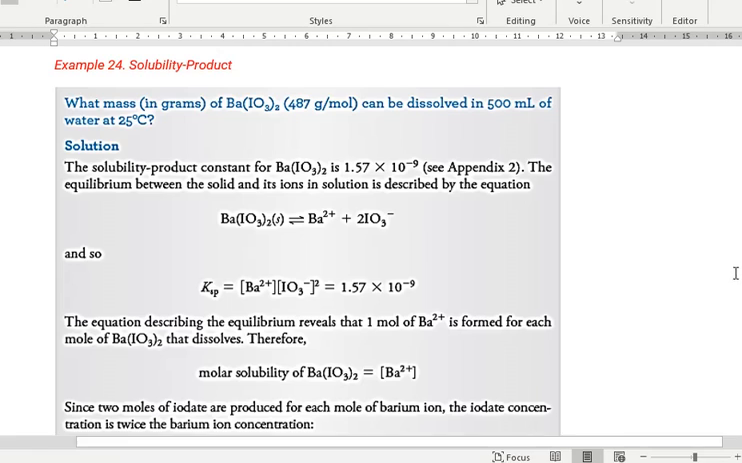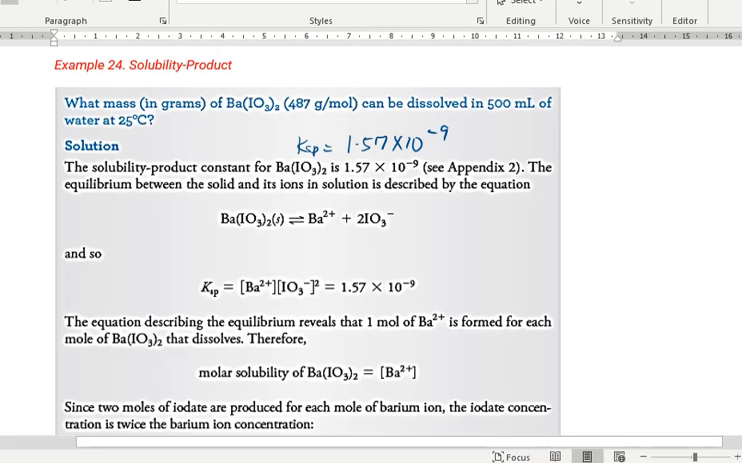So, let's try to answer this. What mass in grams of barium iodate, the molar mass is 487 grams per mole, can be dissolved in 500 mL of water at 25 degrees Celsius? Okay, so, from the appendix, we know that the solubility product constant, or the Ksp value of barium iodate, is 1.57 times 10 to the minus 9.